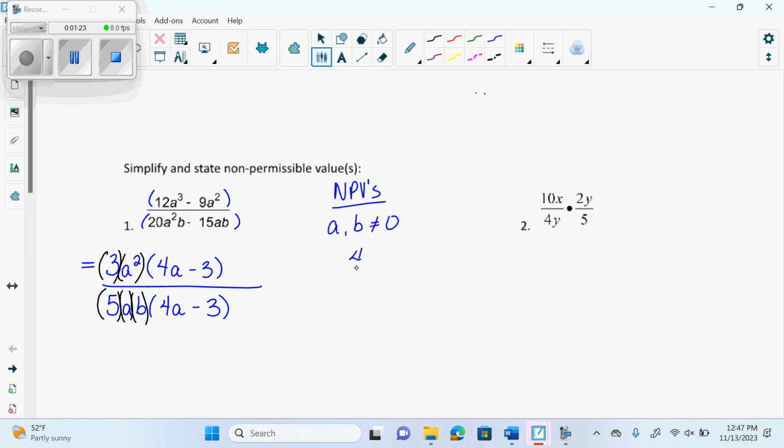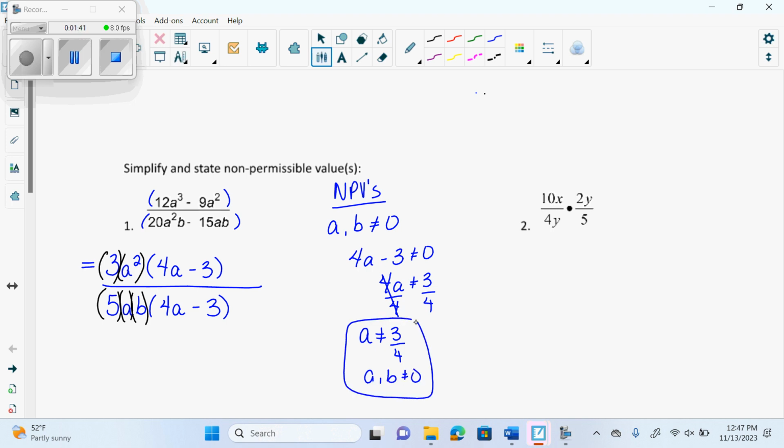And then we have 4a minus 3 can't equal 0. 4a can't equal 3 by adding it over. And then I divide by 4. And I get a can't equal 3/4. And a, b can't equal 0.